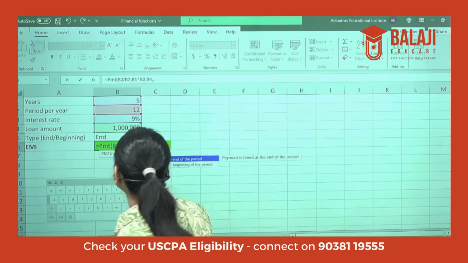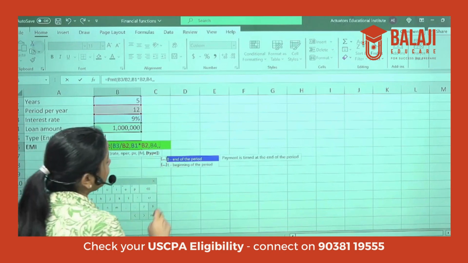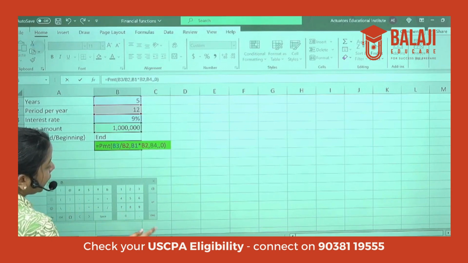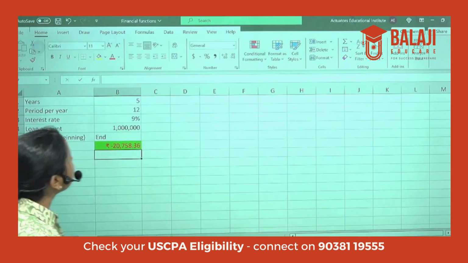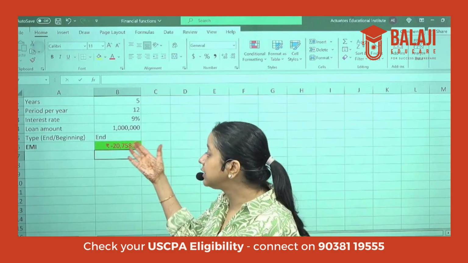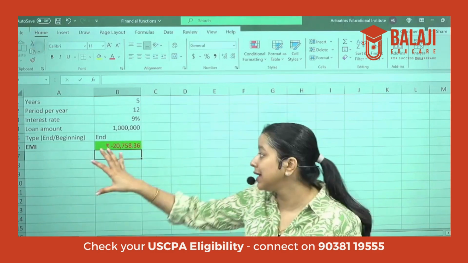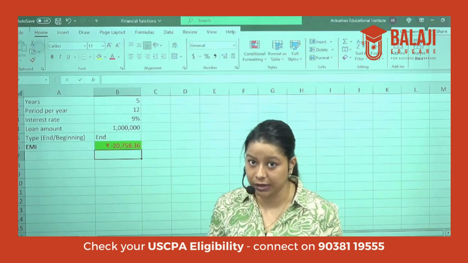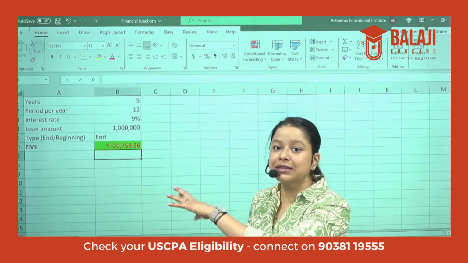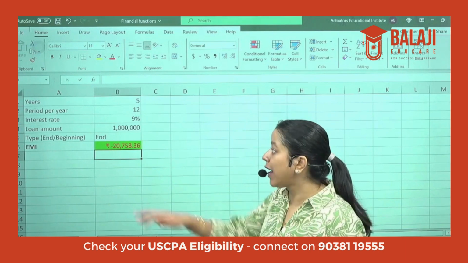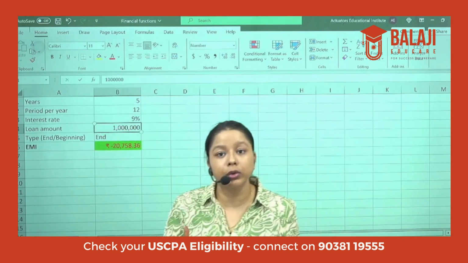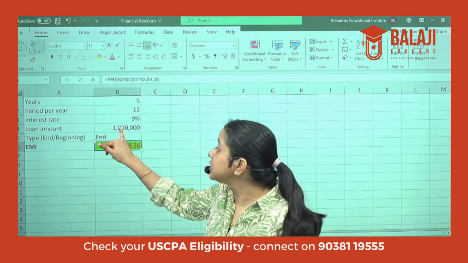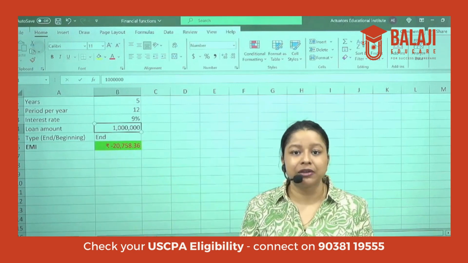The type, I'll just leave it blank. For type, we have end of the period, so I'll type 0 here, then close the bracket and hit enter to get the answer. The answer is coming as minus 20,000. Since this is a loan payment, you are getting a negative value because these are the installment payments you are making. These are outflows, hence it's given in the negative. By default, if you have a positive value for the loan, PMT considers that you are taking a loan and need to pay installments, so it gives you the answer in negative. If this had been a negative number, you would have got a positive value for the PMT.